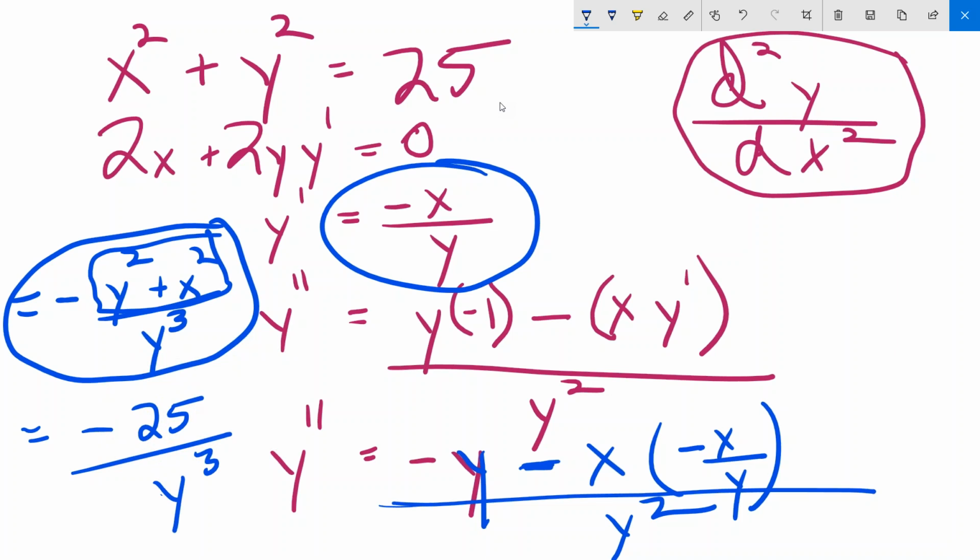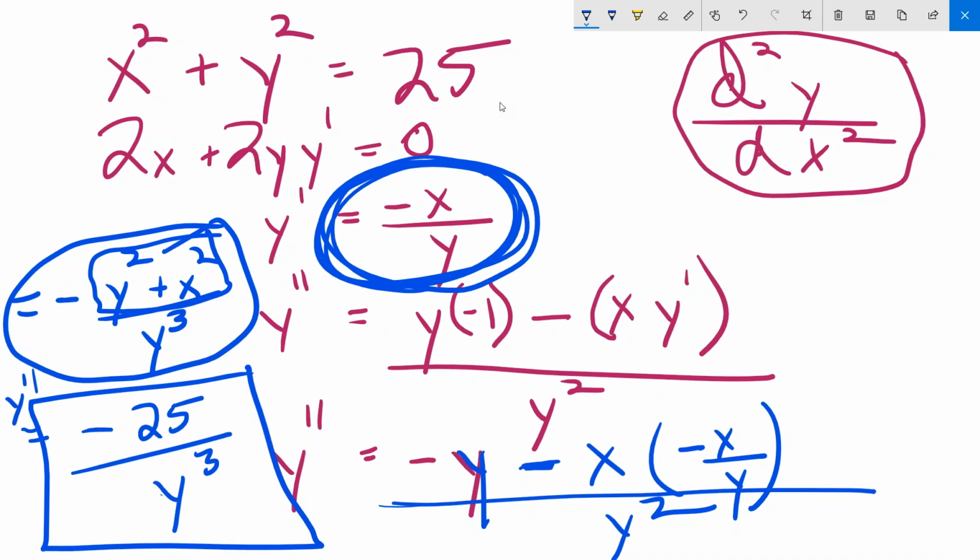That's the second derivative. In other words, when you're doing second derivatives, you don't really want your answer in terms of the first derivative, because you already know what the first derivative is right there. And sometimes you'll be able to simplify it even further. We knew that y squared plus x squared is 25, so we were able to simplify it all the way down to that.